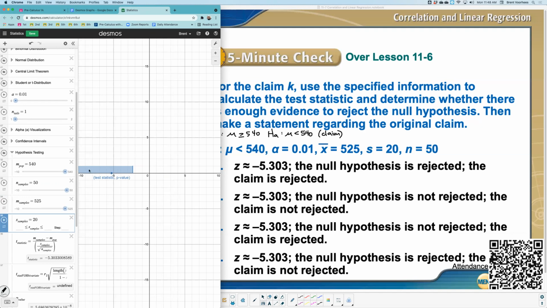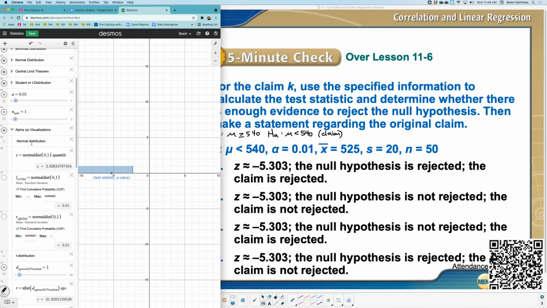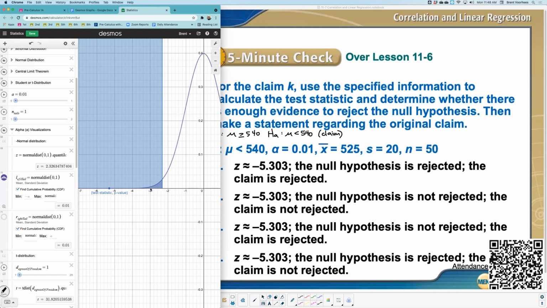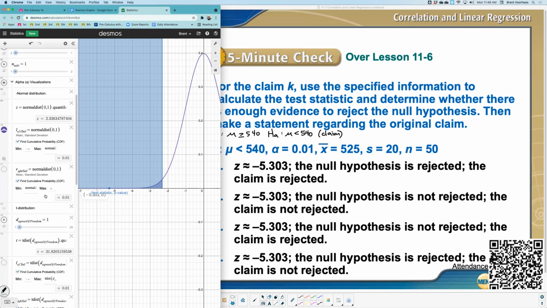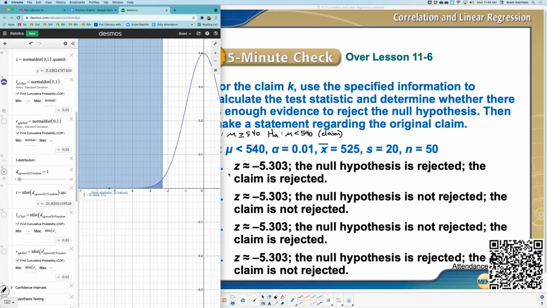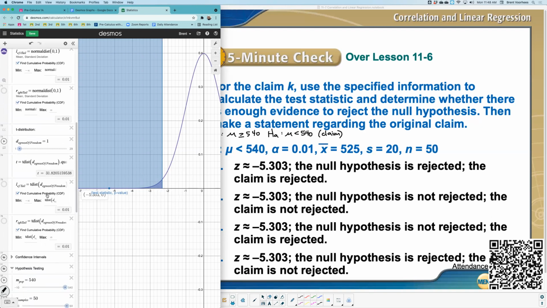You can see it's in this critical region because it's shaded there. What I'm going to do is go to the alpha visualizations. Since we're only looking at the one tail, it's the left side because we're testing the alternative that the mean is less than 540. I'm going to turn the left on the normal distribution on, and I'm going to zoom in here so you can see. So this would be the critical region in here, and this t statistic or the p-value is way over here. This t statistic itself is way in the critical region, and you can see that p-value is so close to 0. And anytime it's less than the alpha, you would reject the null hypothesis. And so that's what we're going to do in this problem.